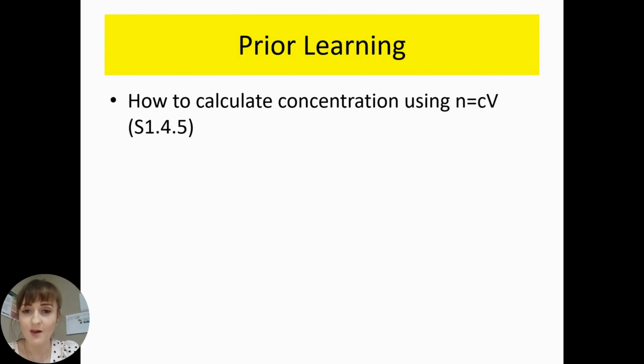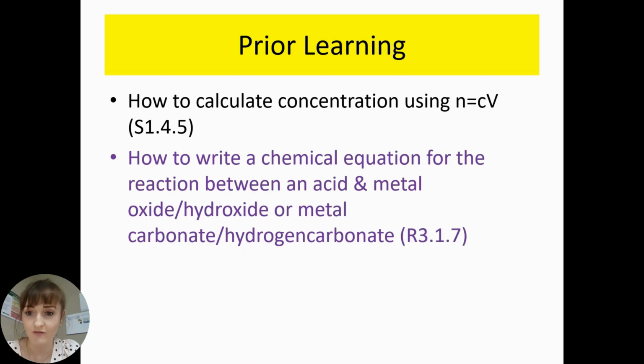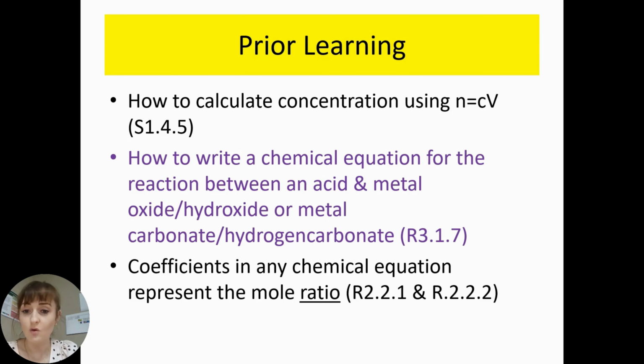Before you begin, it will be helpful for you to understand how to calculate concentration using the formula n is equal to c multiplied by v, which is assessed under structure 1.4.5. How to write a chemical equation for the reaction between an acid and a metal oxide or metal hydroxide, and an equation for an acid and a metal carbonate or hydrogen carbonate. This is assessed under reactivity 3.1.4. Understand that coefficients in any chemical equation represent the mole ratio.